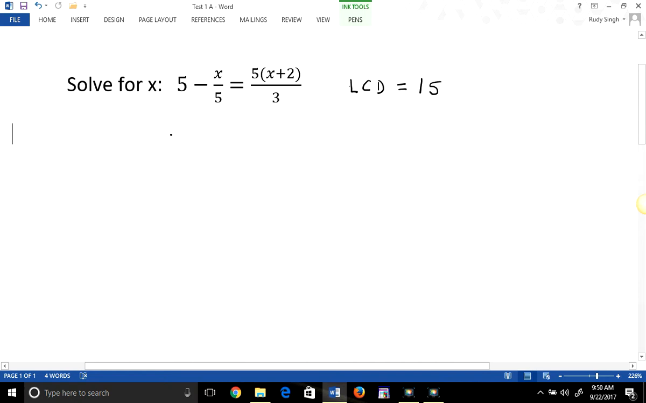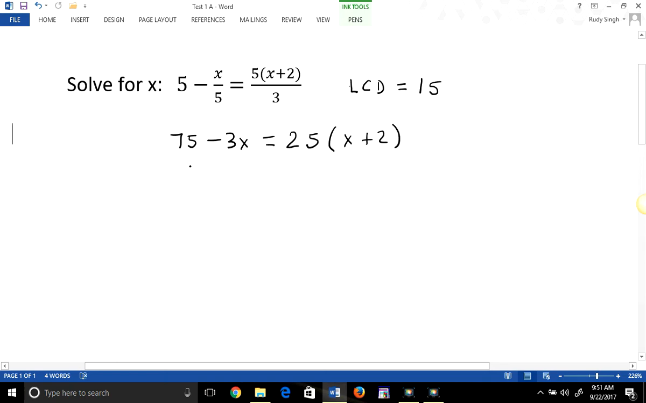So once you multiply everything by 15, you get 15 times 5 is 75. 15 and that 5 will cancel, will leave you a 3x here. And then 15 and that 3 will cancel to leave you a 5, and so you'll have a 25 left over here and an x plus 2.